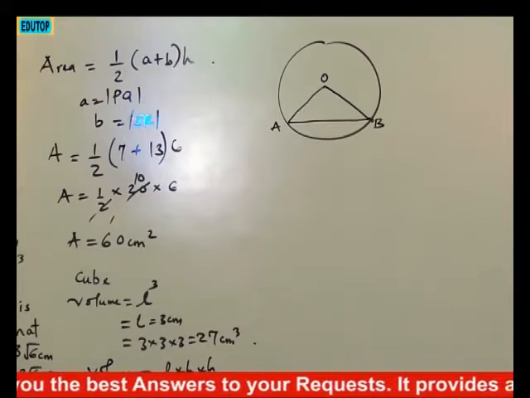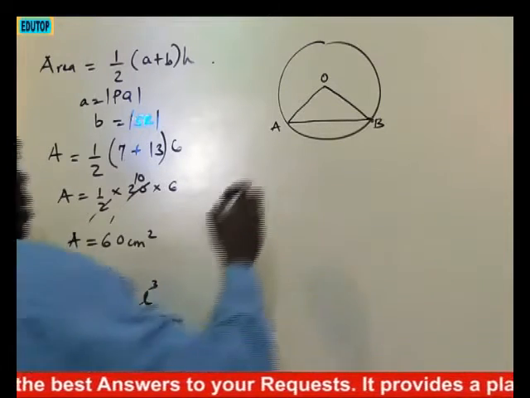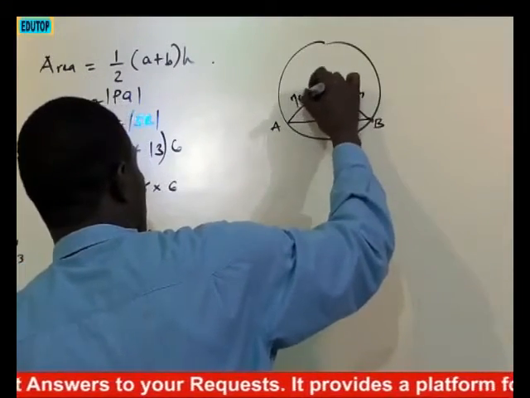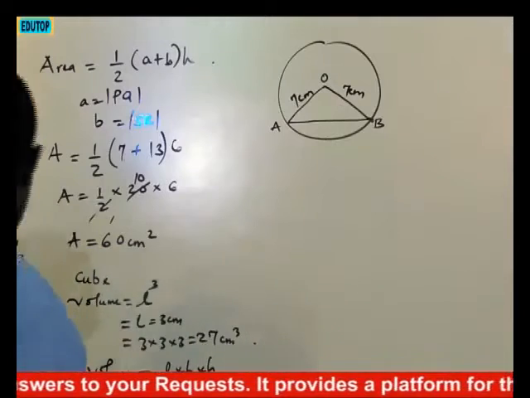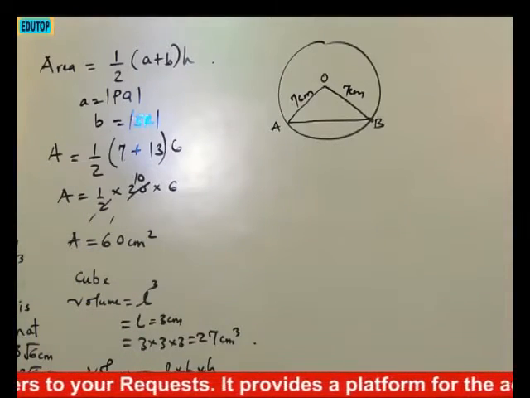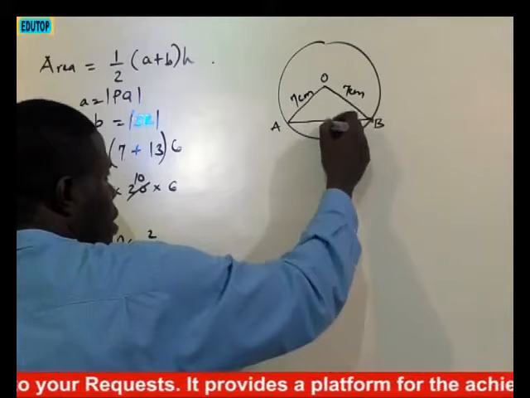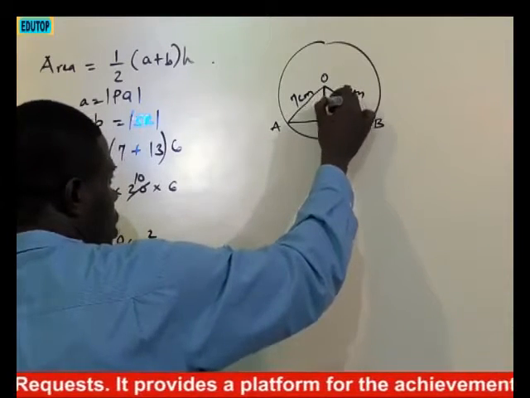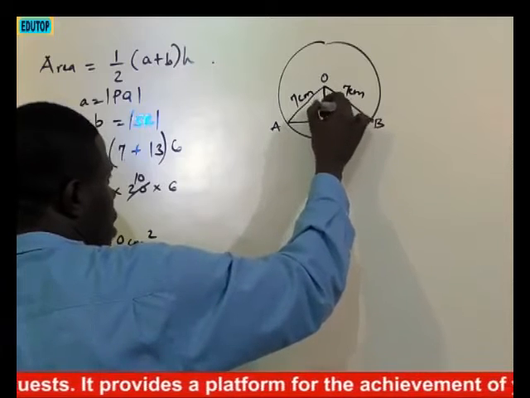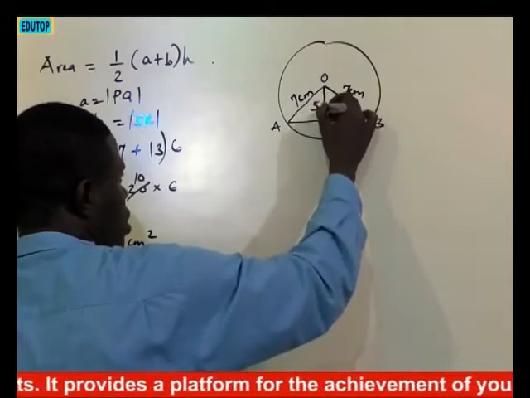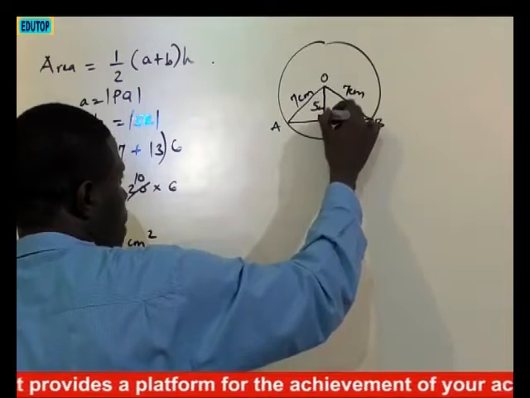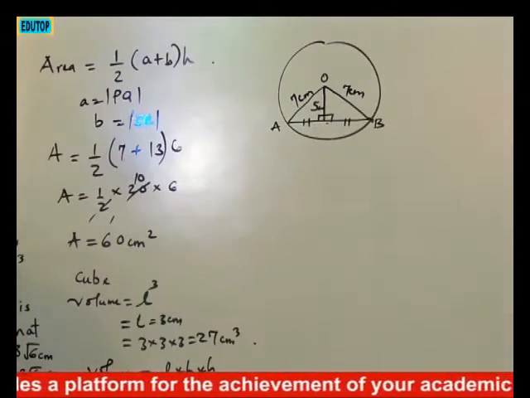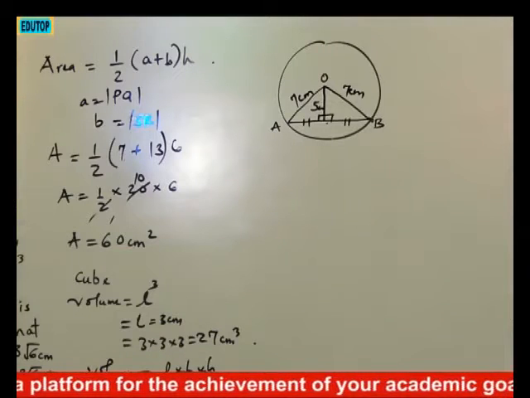The radius has been given, so the radius is 7 centimeter. This is also radius 7 centimeter. And the chord is 5 centimeter from the center. So the distance between the chord and the center will be 5 centimeter. Now, what I have drawn here is a perpendicular bisector that will bisect the chord, and it's also perpendicular to the chord.